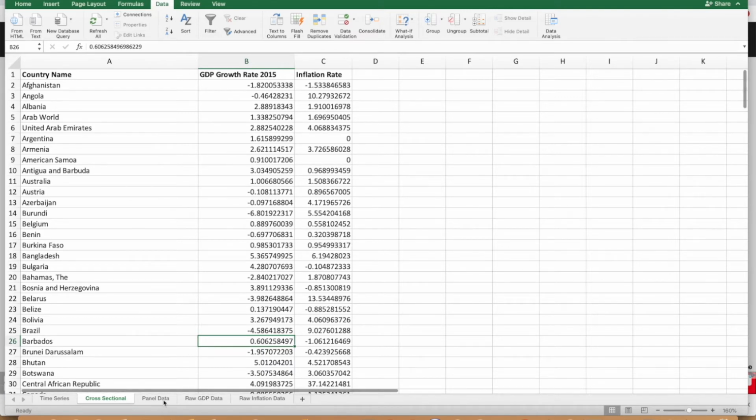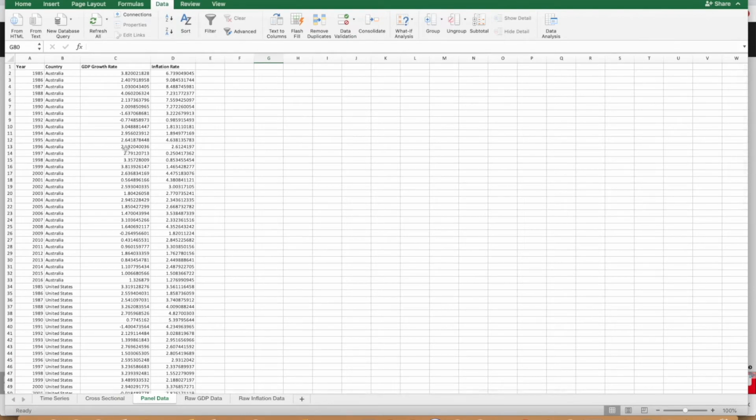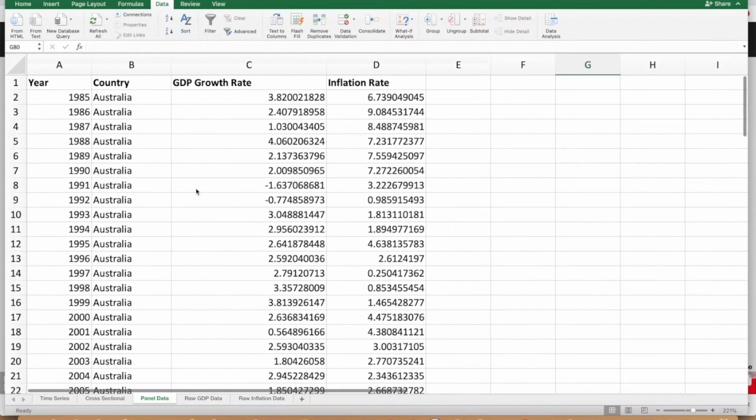Now finally, here's panel data, which combines both data types.